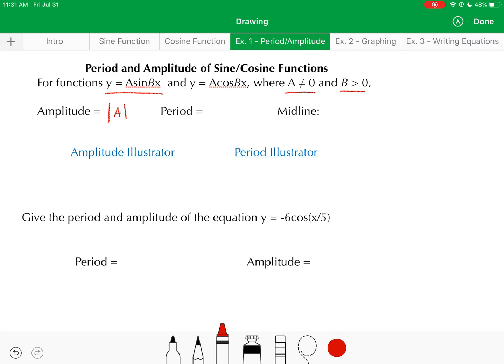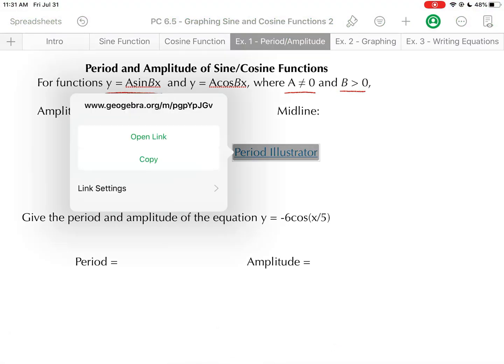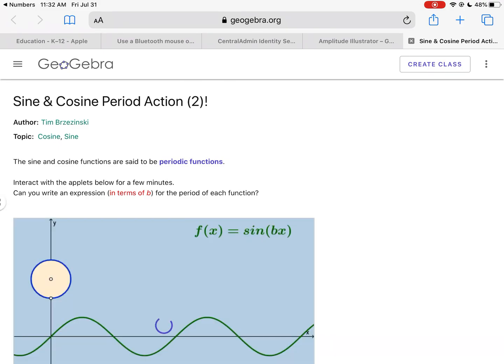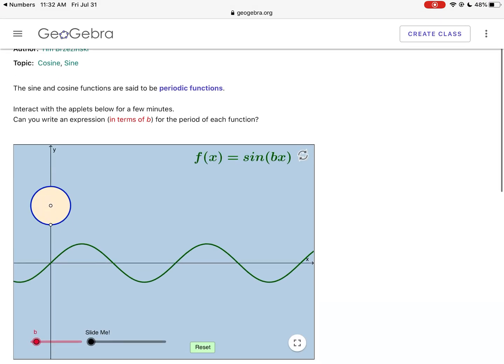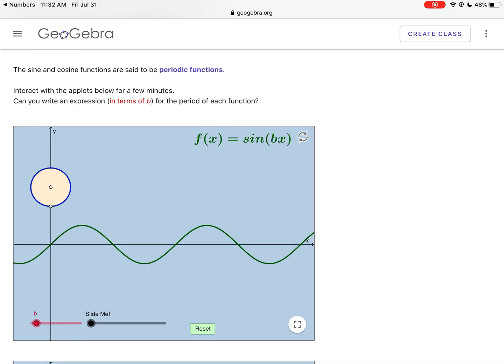All right, now what about period? Well, period for the normal sine and cosine functions is 2 pi, or 360 degrees, okay? Let's look at this illustration. Now this is a lot like one of the applets that I used in the previous video. And notice we have a function f of x equals sine of bx written out here. So that's the green curve. And we're going to unwrap this circle.